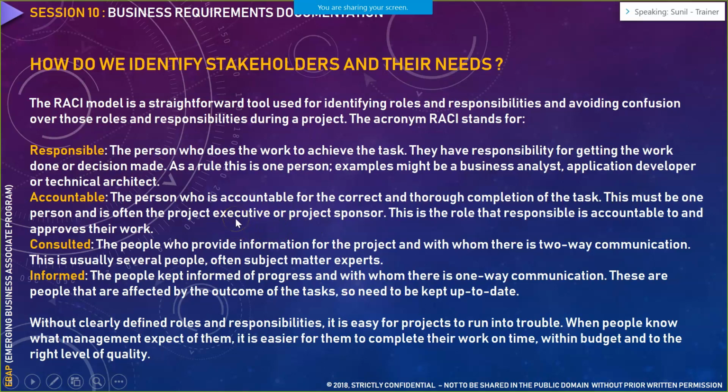For example, tracking the project status or monitoring the project status. So those three activities, planning, tracking, and monitoring, are the responsibilities of the project executive and project sponsor. However, their accountability is to deliver the entire project from analysis to development to QA till UI.